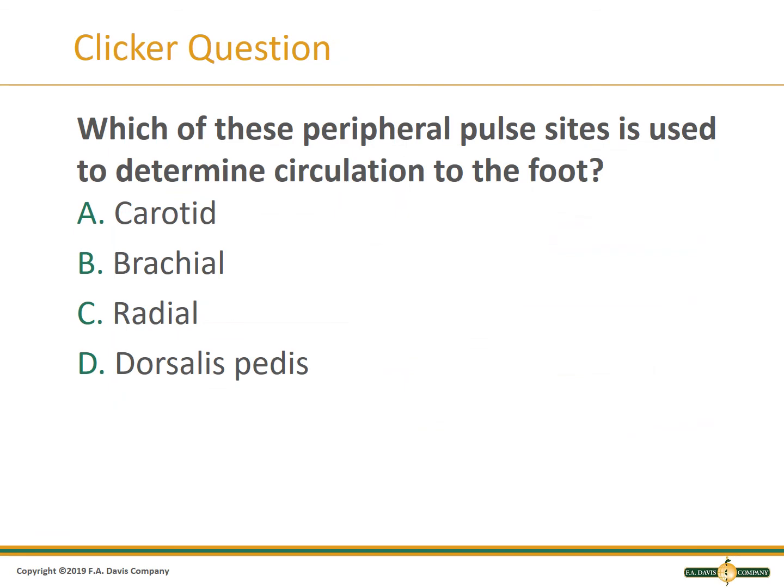Okay, which of these peripheral pulse sites is used to determine circulation to the foot? The answer is dorsalis pedis. Radial and brachial are in the arm. The carotid is in the neck.